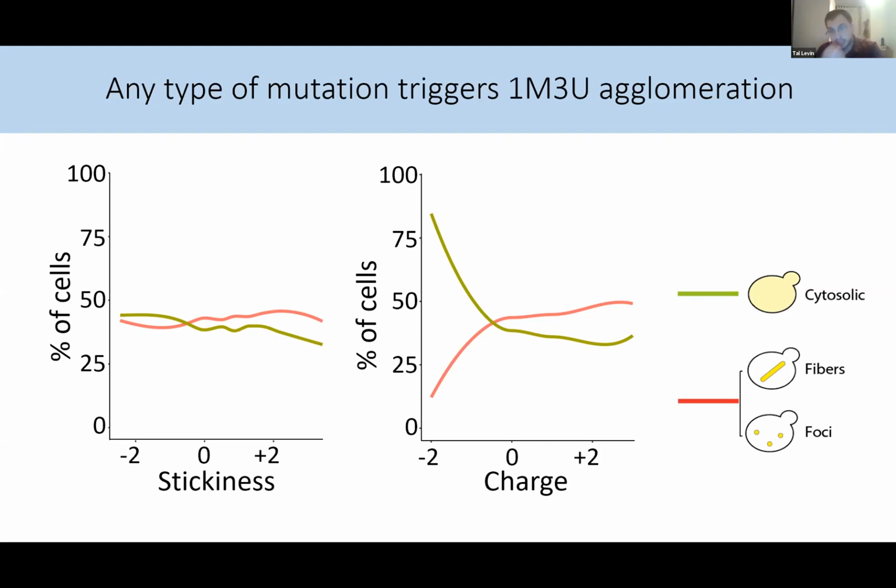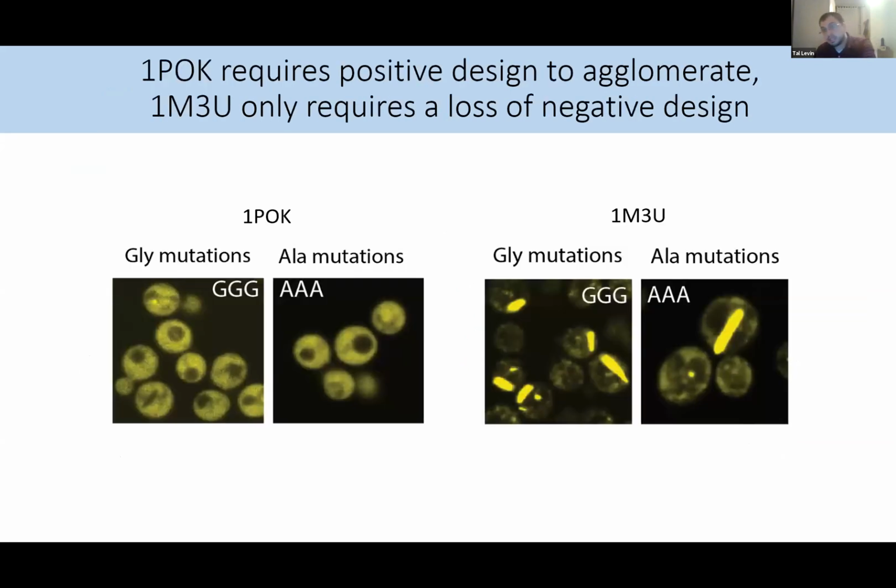All of these proteins were proteins from E. coli in yeast. We wanted now to take a look at the yeast proteins. Here also we see, just a side note, 1POC and 1M3U, neutral mutations to 3 glycines and 3 alanines. We see that in 1POC, the phenotype is cytosolic, while 1M3U, it's fiber, again strengthening the fact that 1POC requires positive design and 1M3U a negative design.